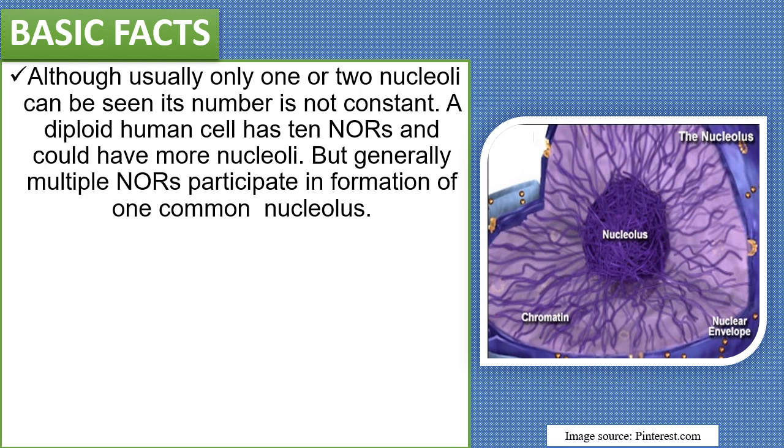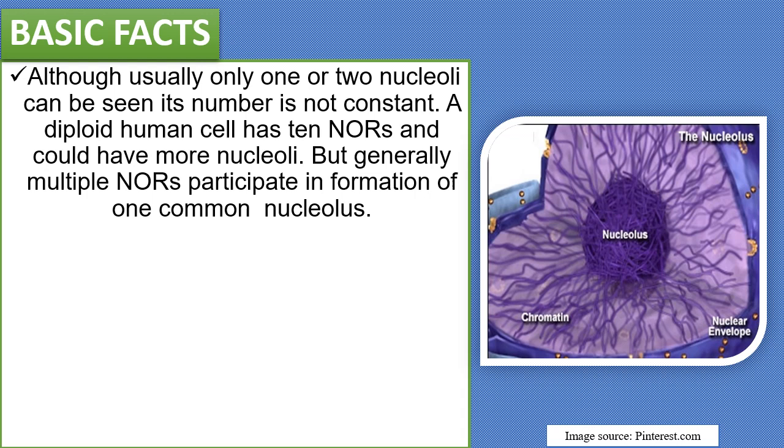The number of nucleoli is not constant. Generally only 1 or 2 nucleoli can be seen, but the number may vary. As I have already told, in human beings there are 5 chromosomes that bear NOR in their short arm. And we know that chromosomes are present in homologous pairs. So there may be a possibility of having 10 nucleoli in a human cell. But actually this is not happening. All the nucleoli have a tendency to fuse together so that they can form a common mature nucleolus.